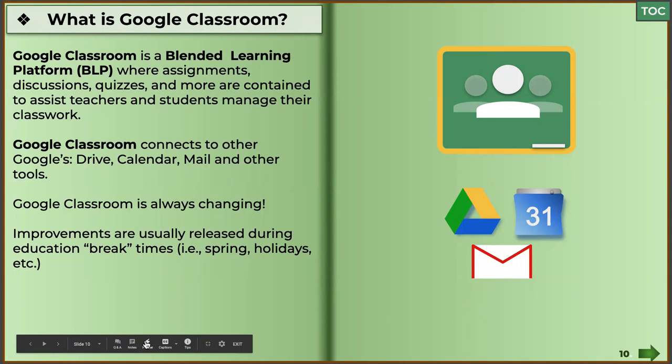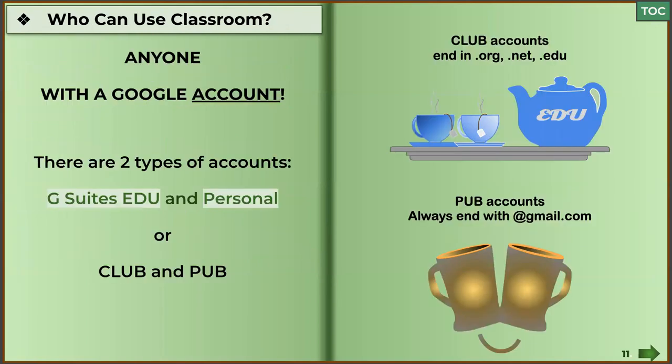Google Classroom is always changing, and Debbie can attest to this. She'll be in the middle of a workshop or a class, and she'll come back the next day, and she's got a new button that she never saw before, or the colors change, or something else has been added. So you need to be on your toes when you're using Google. Apps and applications will change all the time. Next up, who can use Google Classroom? Anyone with a Google account. Yes, you need to have a Google account, but there are ways to do that.